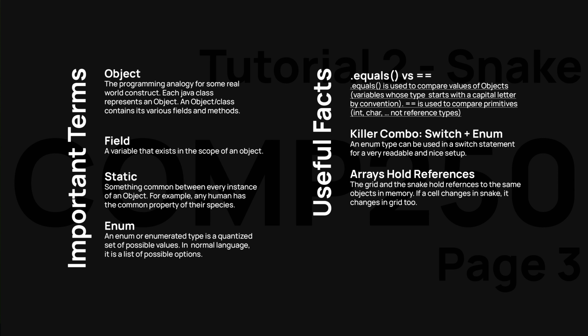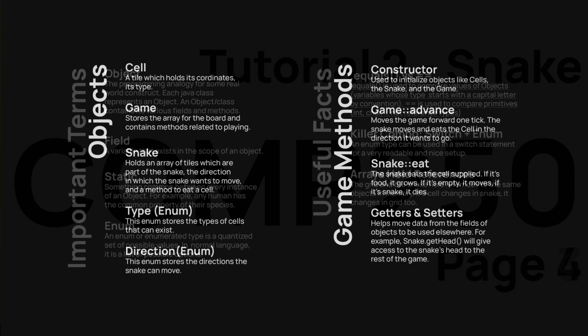And then we've got our various useful programming tips, which are you should use dot equals if it's an object. There's a killer combo of using a switch and an enum, which we'll see a lot today. And of course the idea that arrays hold references, which we'll be using a lot.